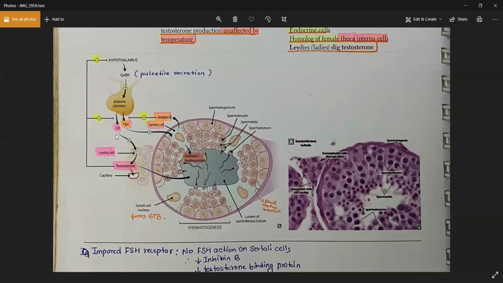When the amount of testosterone is increased, it will give a negative feedback both to the anterior pituitary as well as to the hypothalamus. So whenever you have a high testosterone level, it will suppress both LH and FSH by inhibiting the hypothalamus. Whenever you have a high amount of inhibin B, it will only inhibit FSH. Is that okay?